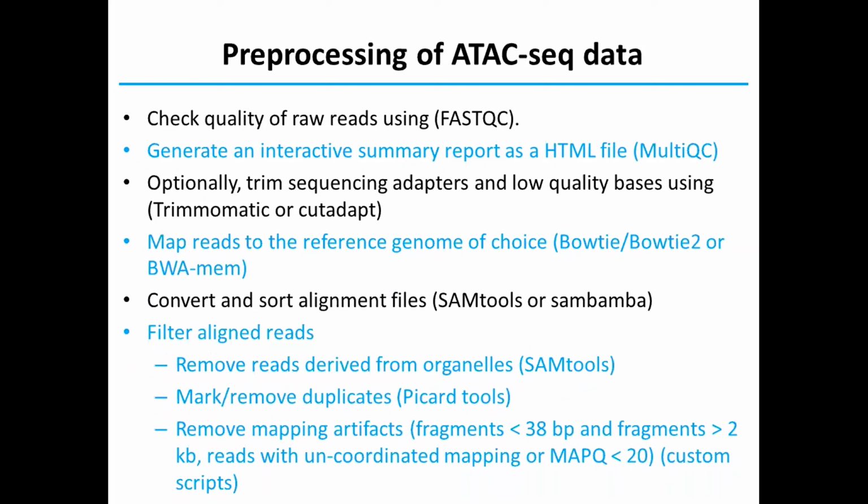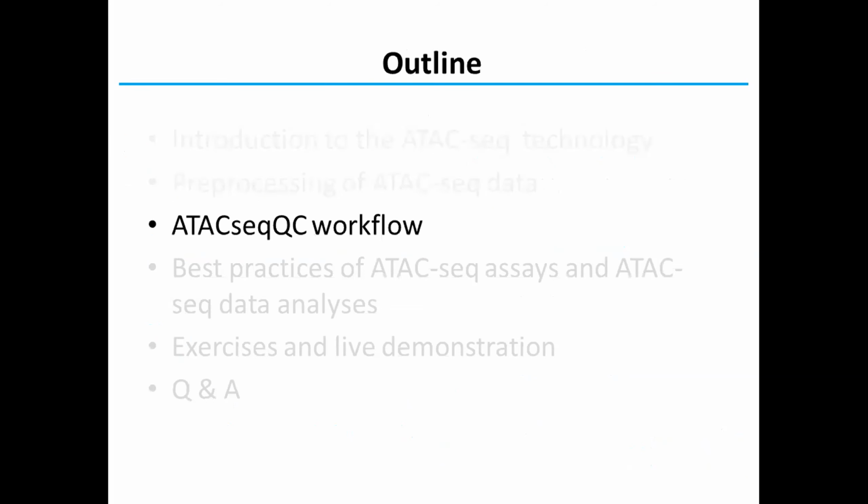So to remove the mapping artifacts, which include the fragments that are less than 38 bases or greater than 2,000 bases, and the reads that are mapped uncoordinated and with a mapping quality lower than 20, we use some custom scripts. After that, we can use the R package called ATAC-seq QC to do the comprehensive post-alignment QC.